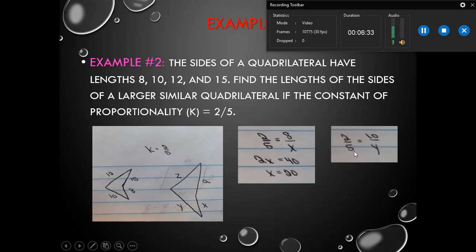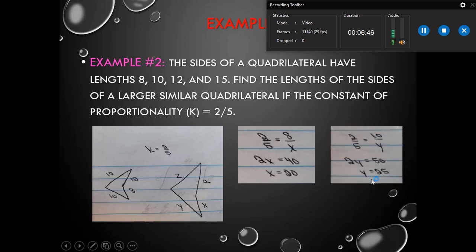So small to big. I'm going to go back to the small figure, 10 is to y. Again, to go from 2 to 10, I can see that I multiplied by 5. So 5 times 5 would give me 25 for y.